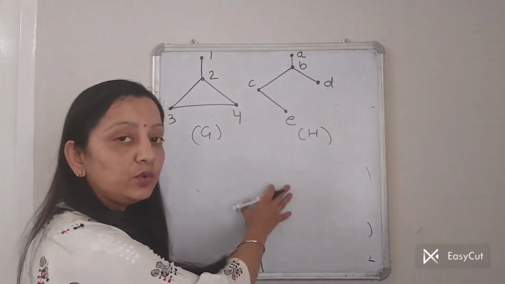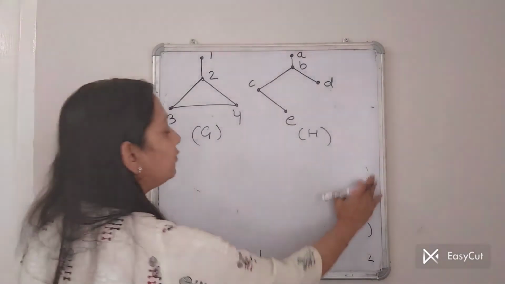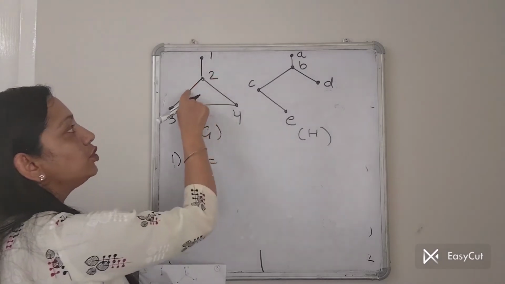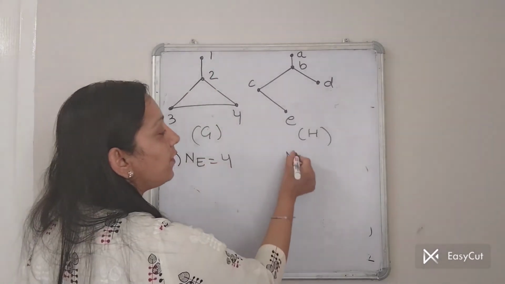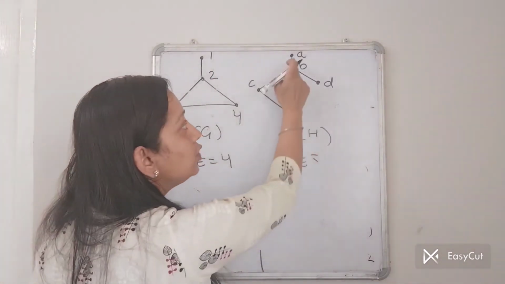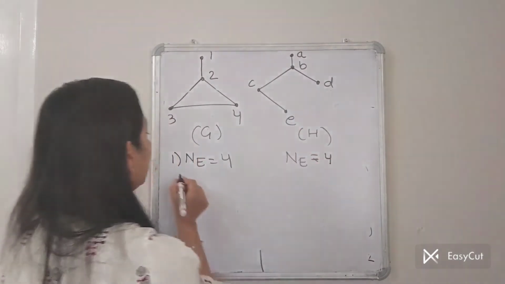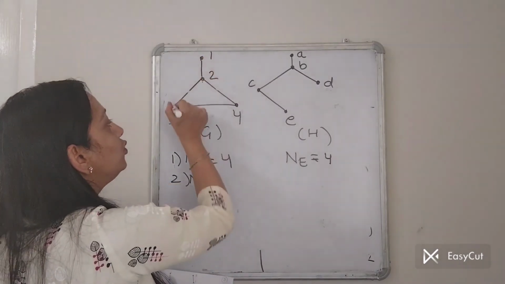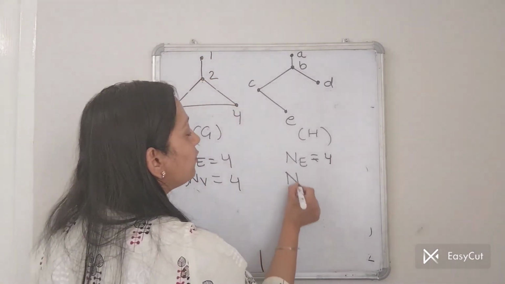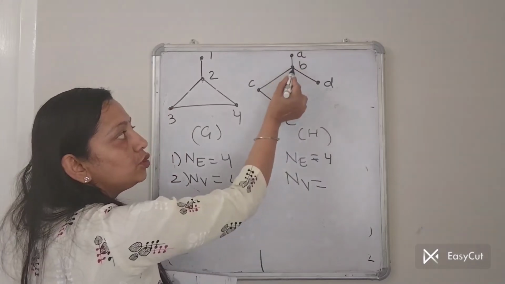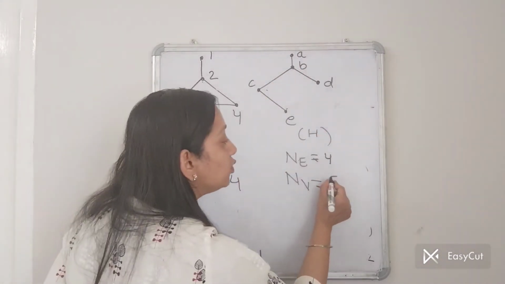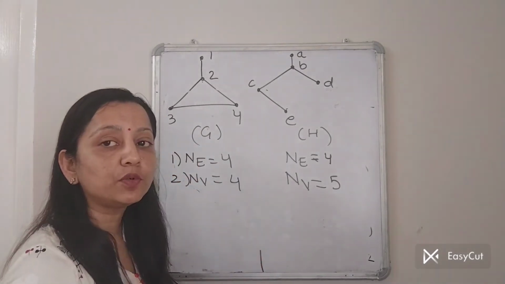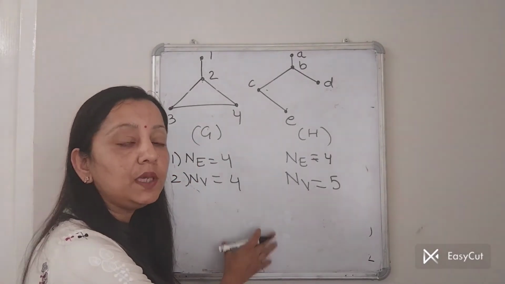Now we will consider these two graphs, graph G and graph H. Again we will see for the same properties. First of all, the number of edges in graph G are 1, 2, 3, 4. Then the number of edges in graph H are 1, 2, 3, 4. Same number of edges. Then we will see for the number of vertices in graph G, which are 1, 2, 3, 4. And then the number of vertices in graph H, which are 1, 2, 3, 4 and 5. So the number of vertices in both the graphs are not matching. So that means we will not proceed further because these two graphs cannot be isomorphic.